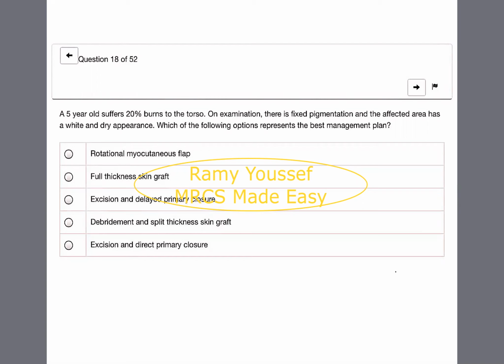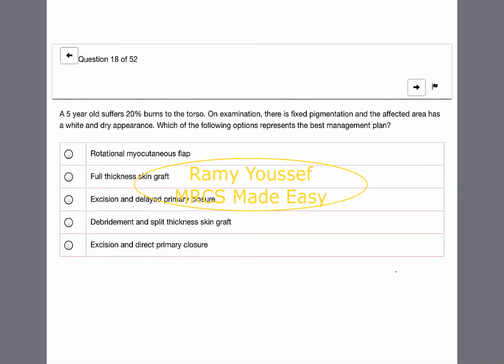Yalla, whose turn, Dr. Ali? Yeah, a 5-year-old suffers 20% burns to the torso. On examination, there's fixed pigmentation and the affected area has a white and dry appearance. Which of the following options represents the best management plan? Rotational microcutaneous flap, full thickness skin graft, excision and delayed primary closure, debridement and split thickness skin graft, excision and direct primary closure.